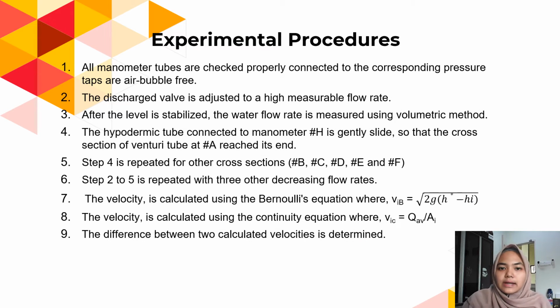So these are the experimental procedures. Basically, we have to make sure that all manometer tubes are bubble free and the discharge valve is adjusted to a high measurable flow rate. After that, the hypodermic tube connected to the manometer, which we label as H, is gently slid so that the cross section of the venturi tube at A reaches its end. So this step is repeated for the other cross sections, which are B, C, D, E, and F. Then steps 2 until 5 are repeated with 3 other decreasing flow rates by regulating the venturi discharge.